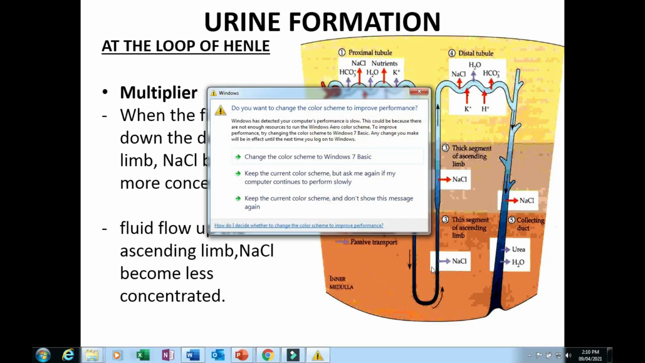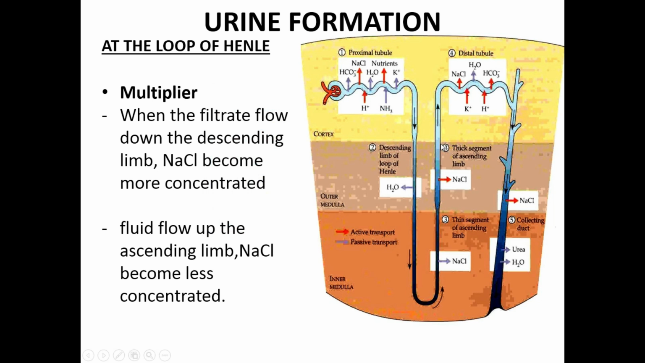Okay, lower half, the wall of the ascending limb is permeable to sodium chloride. Okay, lower half sodium chloride akan keluar. Reabsorption of sodium chloride occurs by passive transport. Okay, upper half, reabsorption of sodium chloride occurs by active transport. So that means it becomes less concentrated. Sodium chloride becomes less concentrated.